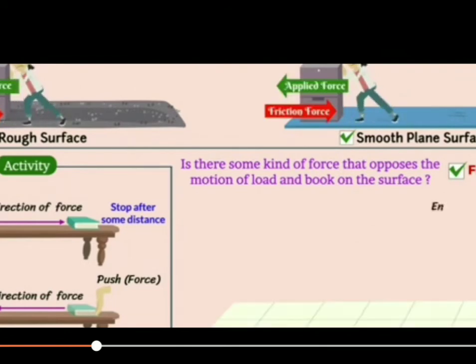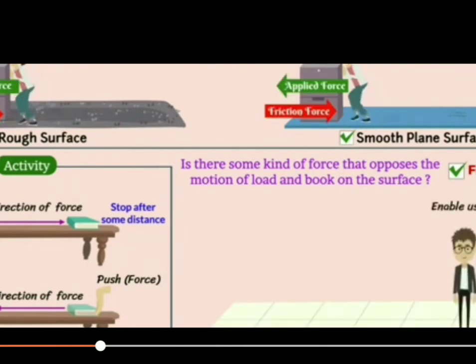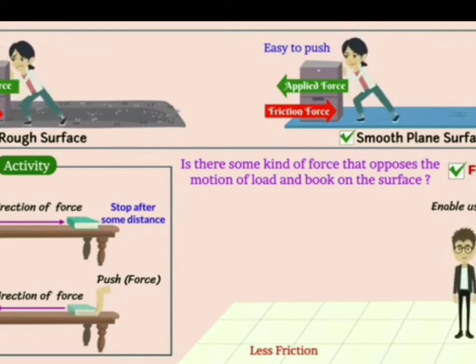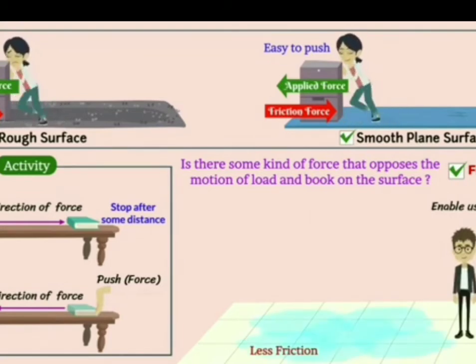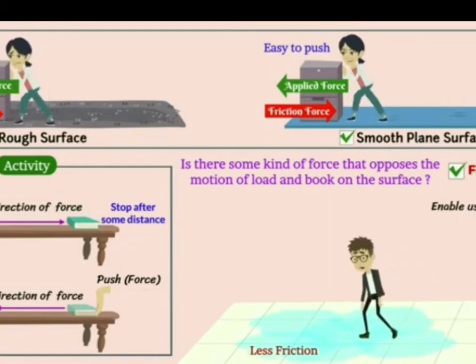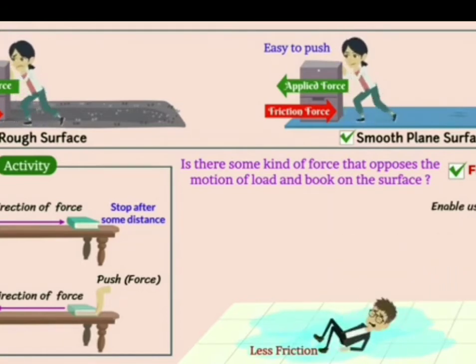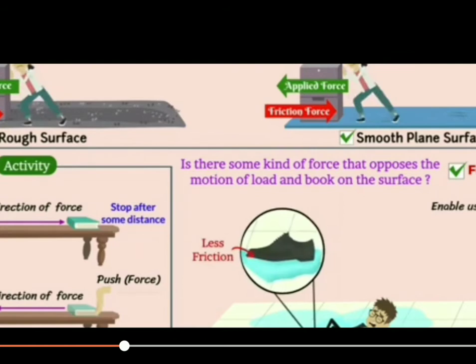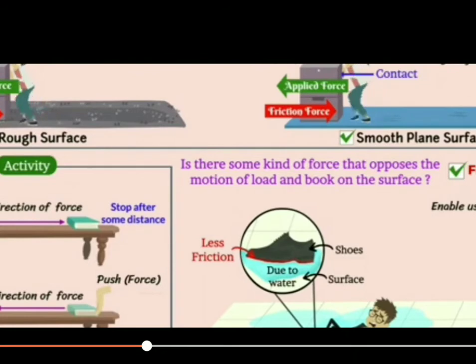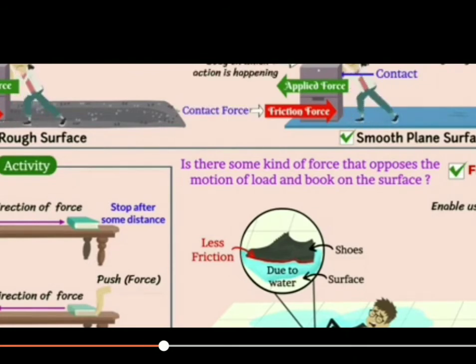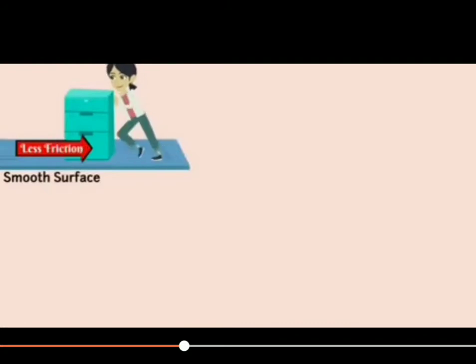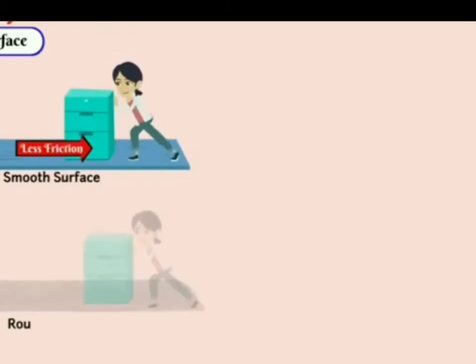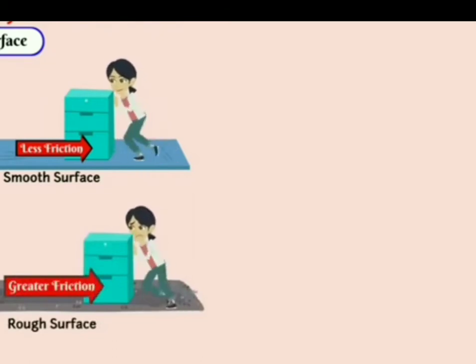So the opposing force is called friction, and friction also enables us to walk on the ground. So if there is less friction, what will happen? If there is a watery surface or soap surface, there will be less friction and we will fall. So friction also helps us to walk. That is what they are telling in this video. Due to water, if there is less friction, we may fall, we are unable to walk. So smooth surface means less friction, rough surface means more friction, so greater the friction.